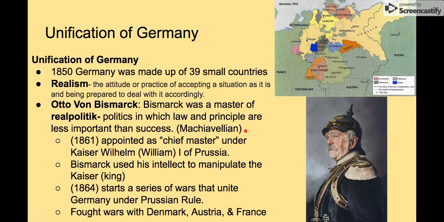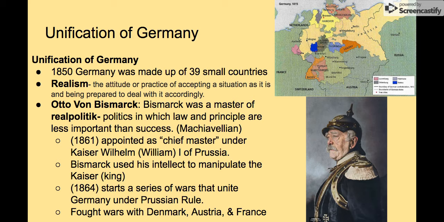Now, in the year 1861, Otto von Bismarck becomes appointed as chief master under Kaiser Wilhelm, or King William, of this German state here known as Prussia. And he used his intellect, he was a very smart man, to manipulate the Kaiser into letting him do what he wanted, right?